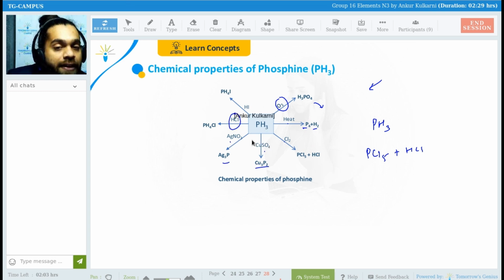Then I reacted with HCl. It has a lone pair, isn't it? So PH3 will act as a base. It can act as a base if I have PH3. We have seen it has a lone pair.